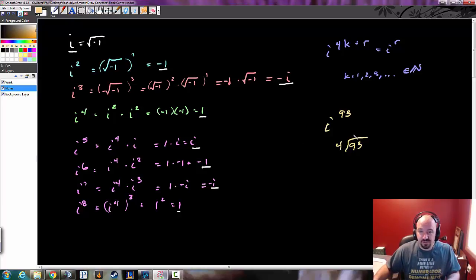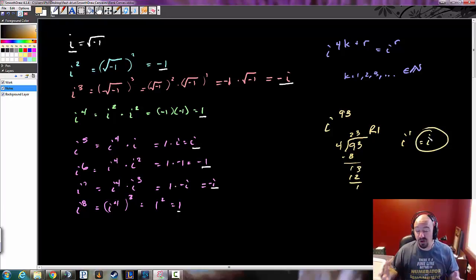And so this goes in there twice for 8, subtract, 13. That goes in there 3 times, and that hits for 12, and this 1. So this has a remainder of 1. So it's going to look like i to the first, which is just i. And so that's how you can find any power when multiplying the imaginary unit i.